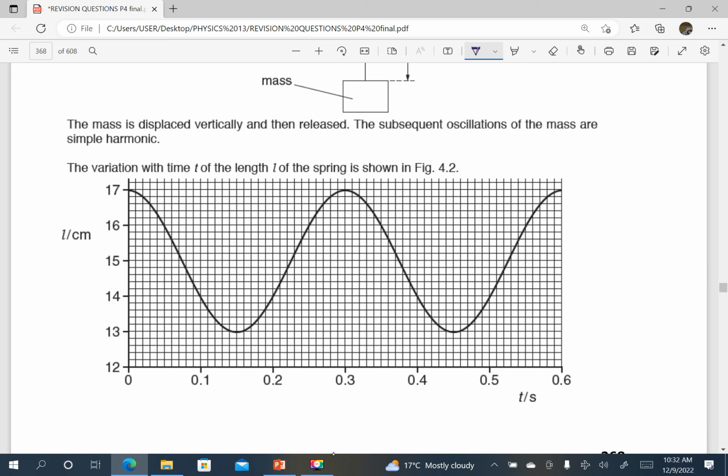So let's find the length for equilibrium. This is 17 and this is 13. So 17 plus 13 divided by 2. That is 30 divided by 2, which is 15. So the equilibrium position is at 15. I'll draw a horizontal line through 15 to show the equilibrium position. Equilibrium is around 15, so all measurements are going to be measured from 15. Okay.